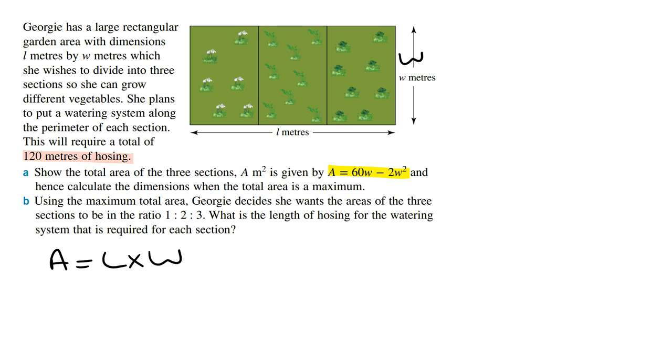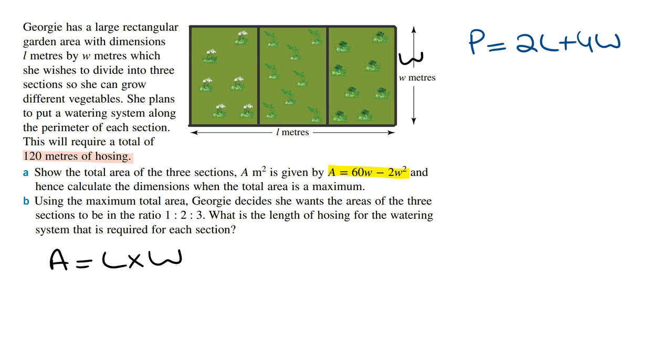The perimeter of the 3 sections can be calculated as 2 times the length of the garden plus 4 times the width of the garden. And so we can write another equation stating that the perimeter is going to equal 2 times the length plus 4 times the width. And given that the perimeter has to be 120 meters, then we can say that 2L plus 4W is equal to 120. Now we have an equation in terms of L and W, and rearranging this we can solve for L and have it in terms of W.